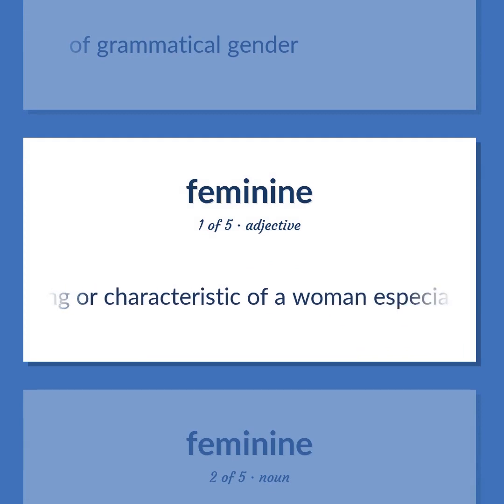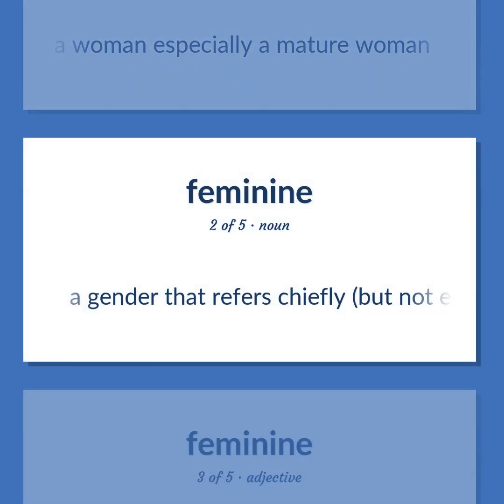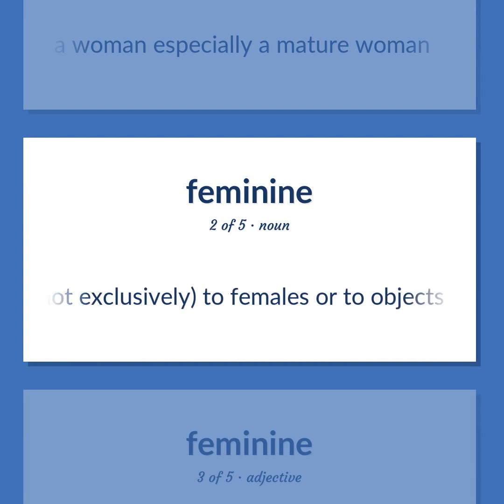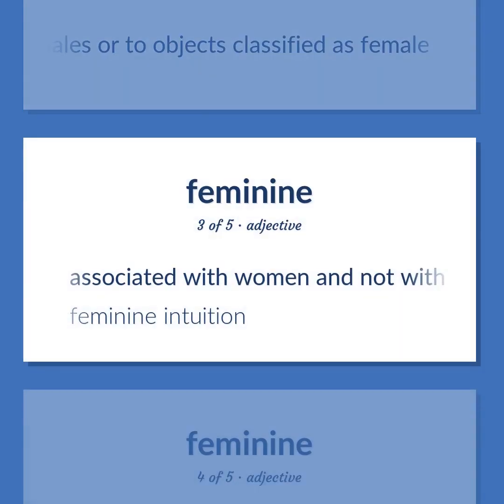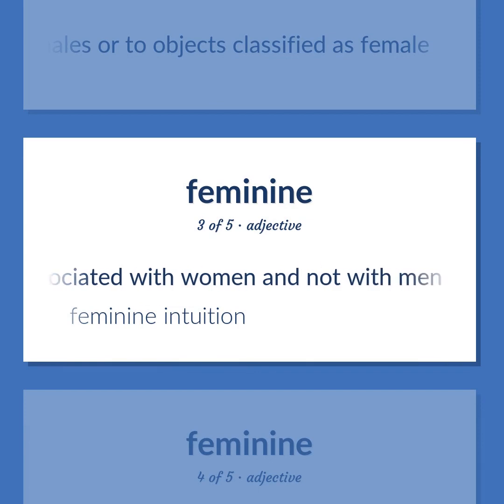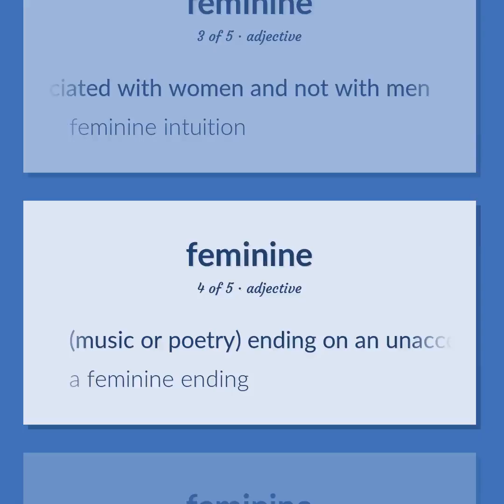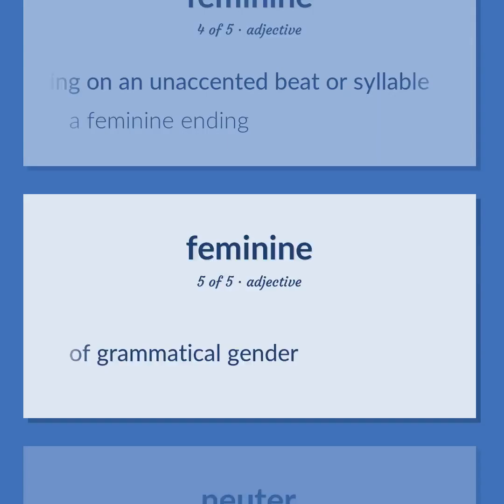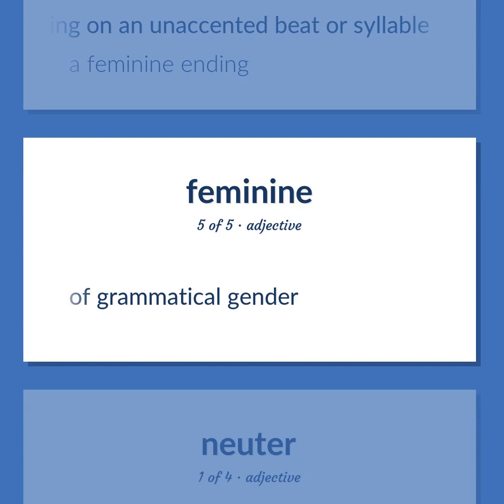Befitting or characteristic of a woman, especially a mature woman. A gender that refers chiefly, but not exclusively, to females or to objects classified as female. Associated with women and not with men. Feminine intuition. Music or poetry, ending on an unaccented beat or syllable. A feminine ending. Of grammatical gender.